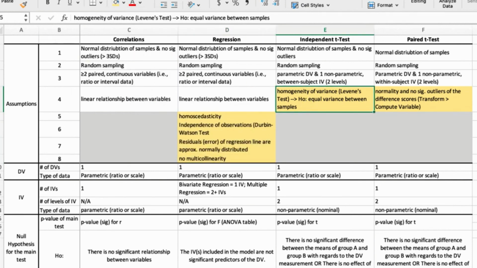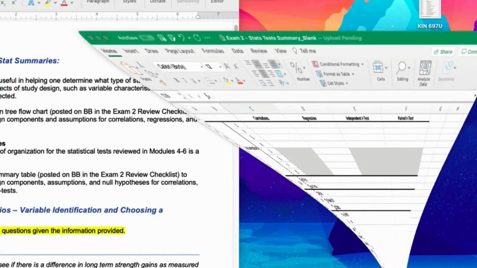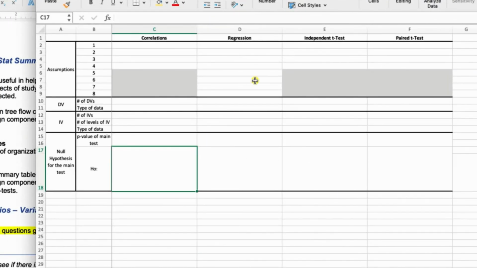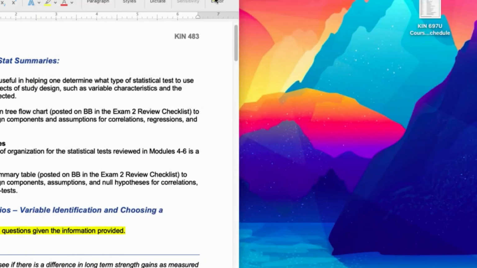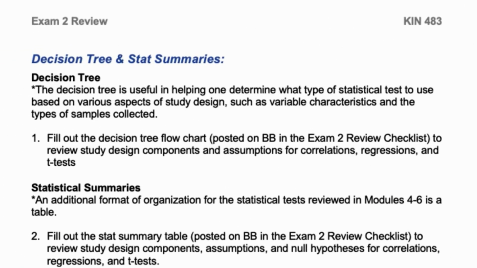Okay. So I do have a blank version of this posted in Beachboard as well. So again, you can use either the flowchart or the stat summaries to help you study. I know people like to study differently. Some people resonate with tables versus people who resonate with pictures and flowcharts. So use the method that works best for you. On the exam 2 review, I have it that you can fill out both of them, but see which one works better and then just stick with that method.